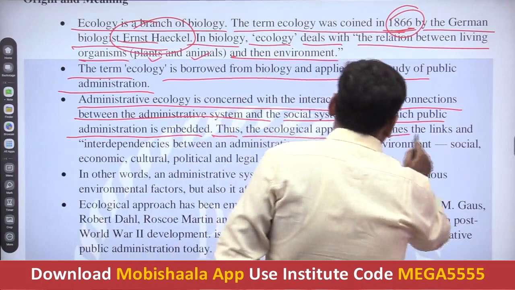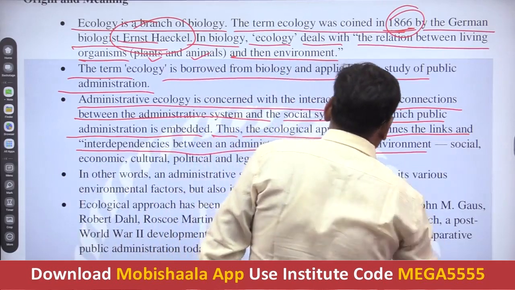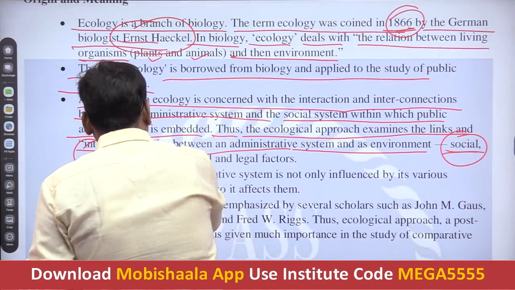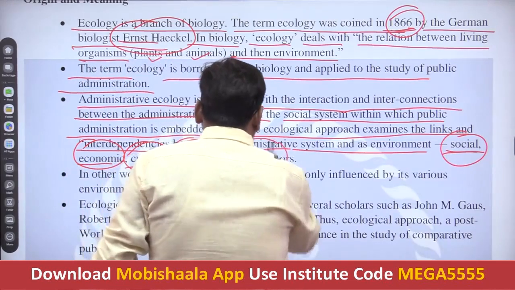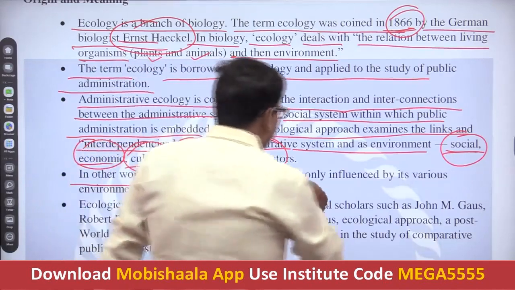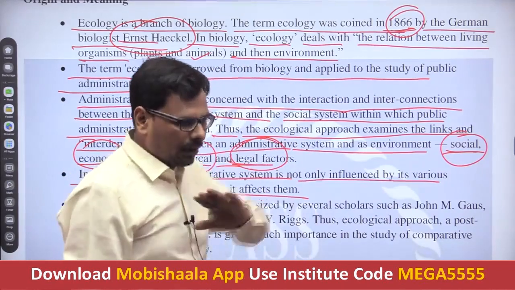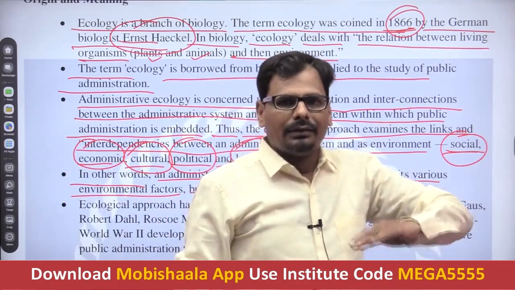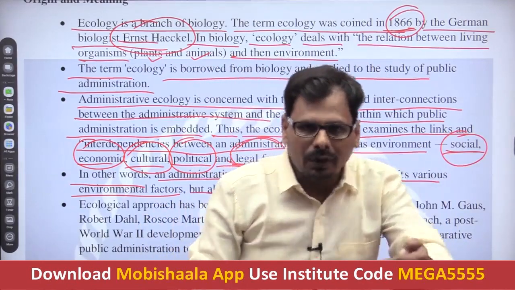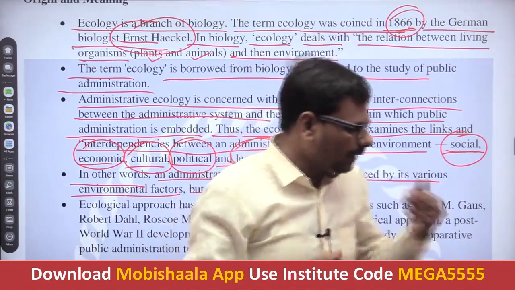Thus, the ecological approach examines the links and interdependencies between an administrative system and its environment, which may be the social environment, economic environment, cultural environment, political environment, or legal environment. In other words, an administrative system is not only influenced by its various environmental factors, but it also affects them. There is always a two-way interaction. The ecological factor impacts the administrative system, and the administrative system also acts upon the ecology.